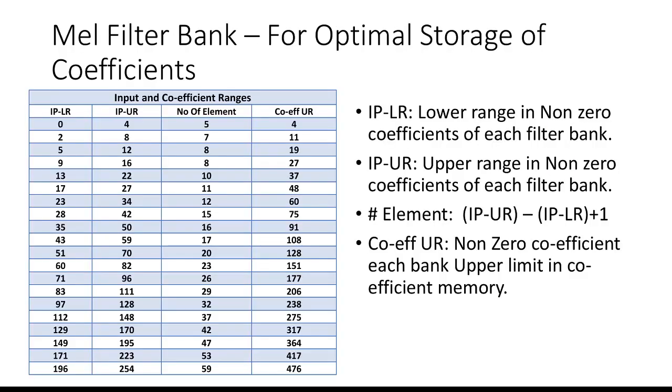In each bank we need to store 256 coefficients. 20 banks require 5120 memory locations to store the Mel coefficients. We have optimized the storage by storing only non-zero coefficients. As a result, 5120 memory locations reduced to 480 locations. We optimized memory space around 90%. We have developed control logic to read and write these values properly.